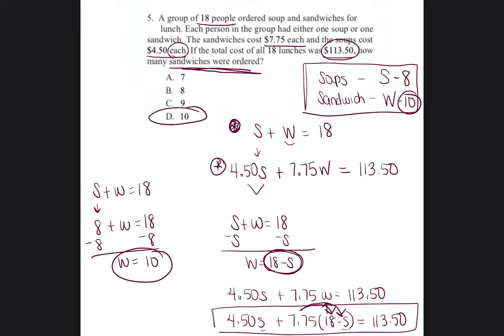Just as a reminder, you know you're solving a system of equations when you've written two equations for the same problem, and both of those equations have two different variables. So when you're solving a system of equations, make sure you use one equation at a time. Start with the first one, go to the second one, go back to the first one.